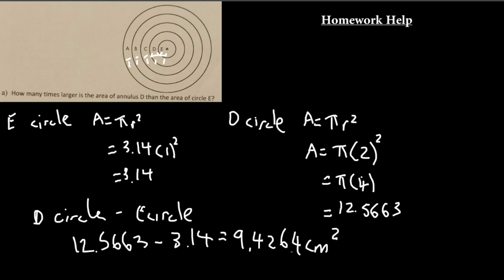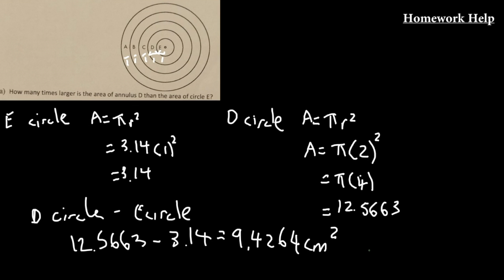Some notes: your teacher may not want 4 decimal places like me. They might want a closer answer, maybe 1 decimal place or no decimal place, so be careful. Also, since the unit is centimeters, please put centimeters squared in your final answer. You may also need to write a therefore statement because this is a word problem. Now, the last part asks how many times larger the area of annulus D is than the area of E. Now you just divide 9.42 by 3.14, and your answer is approximately 3 times larger.